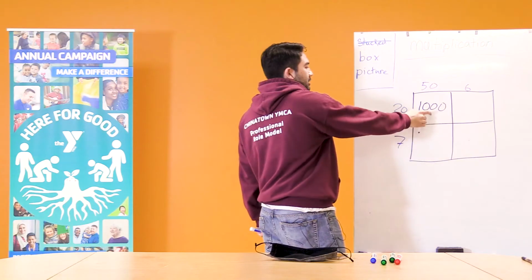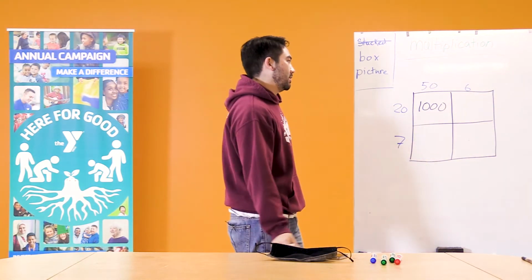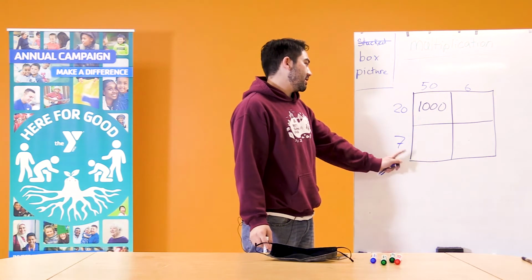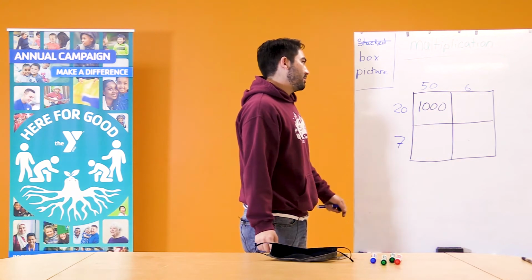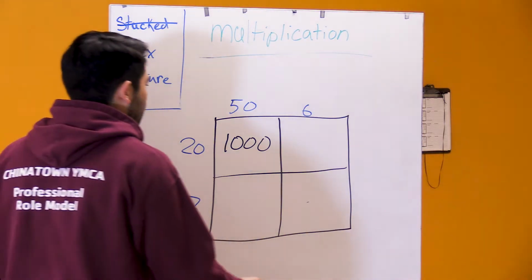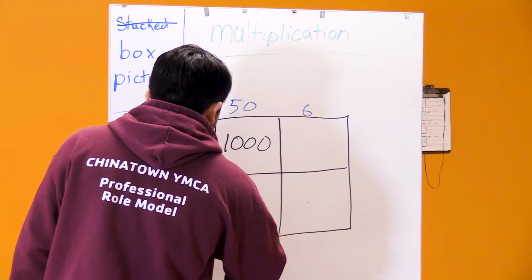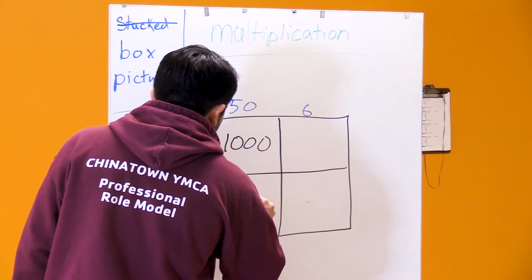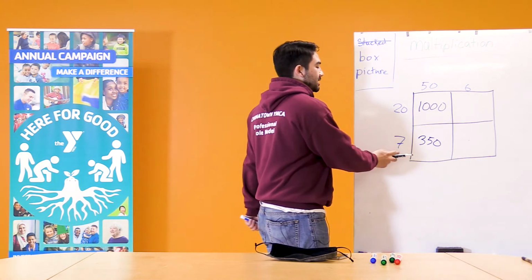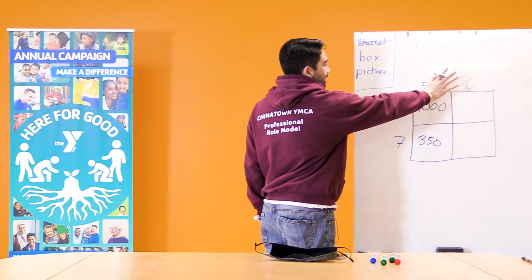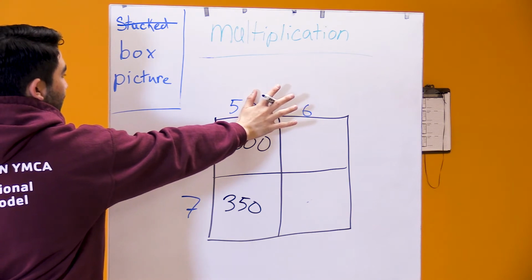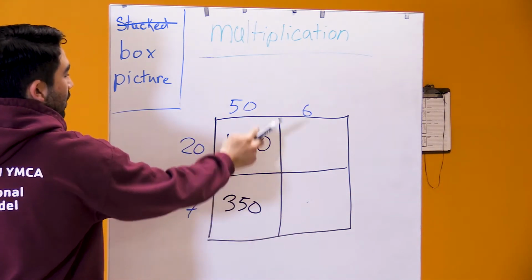Okay, so this first box is worth 1,000. What we're going to do next is solve for this box, and that's going to be 50 times 7. So 50 times 7 is going to be 350. The way I can multiply these so quick is because when I look at 7 times 50, I cover up the 0, and I go 7 times 5, which is 35, and then I just add a 0 on the end.